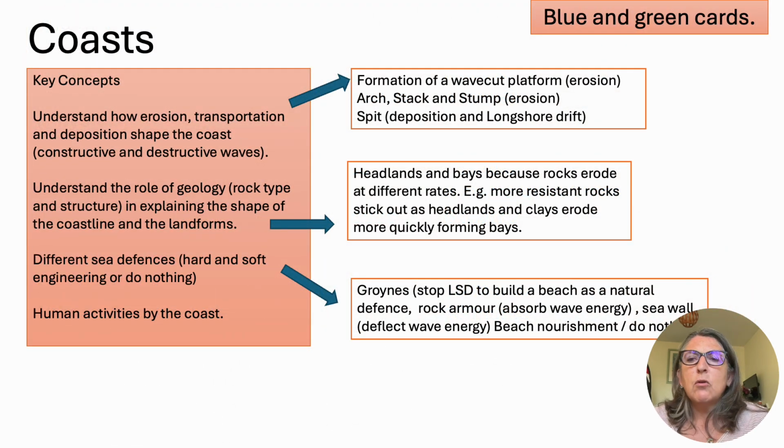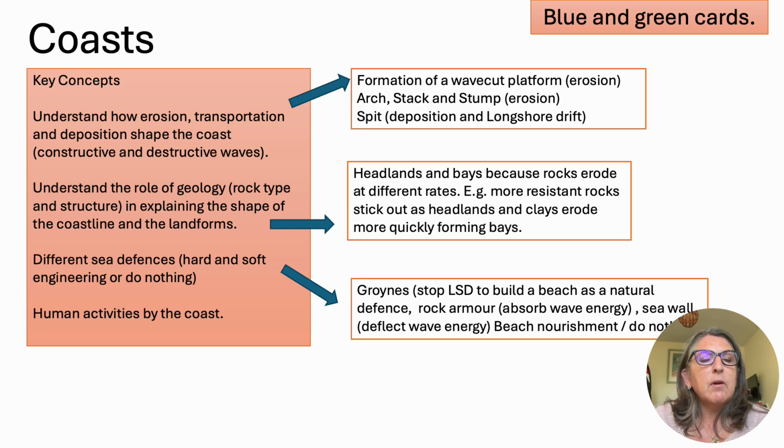So your key concepts that you need to know is you need to understand how erosion, transportation and deposition shape the coast through constructive and destructive waves. So different landforms form depending on different types of processes. So for example, a wave-cut platform, an arch, a stack and a stump are all due to erosion, whereas a spit is due to transportation, longshore drift and deposition. You need to be really clear about the role of geology, rock type and structure in helping to explain why certain landforms have formed where they have. It is not just about the wave action, there's also other factors involved, primarily the type of rock.